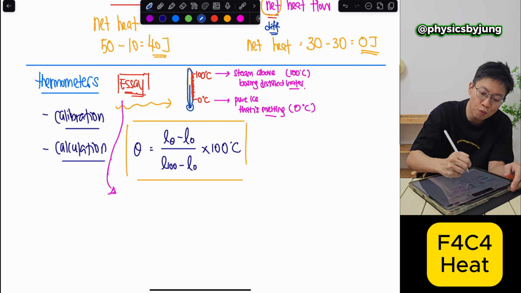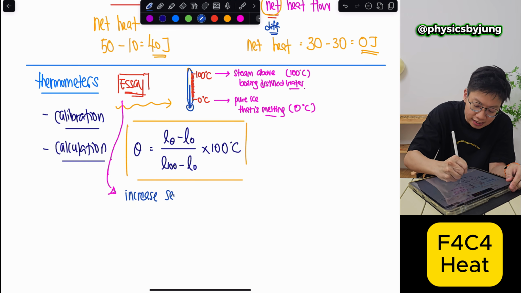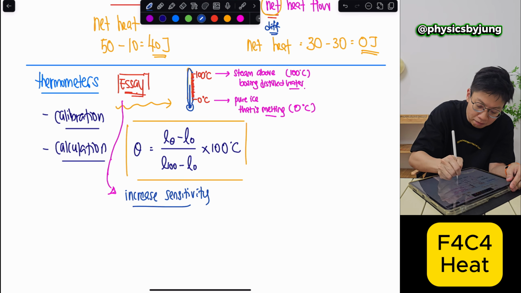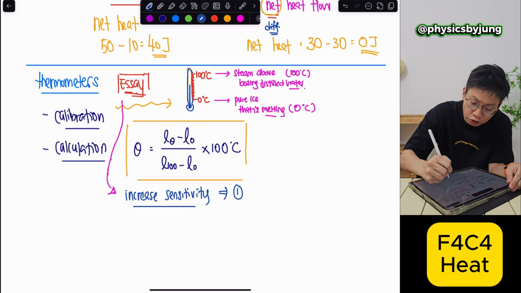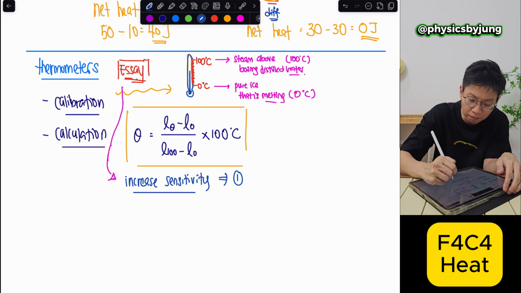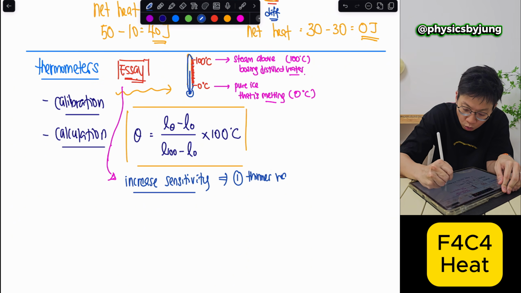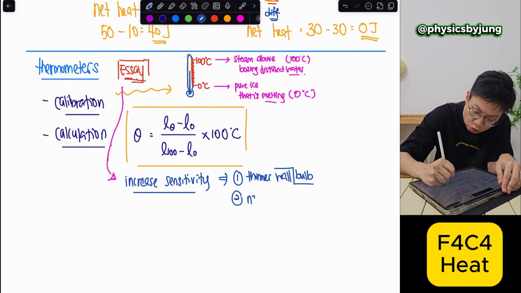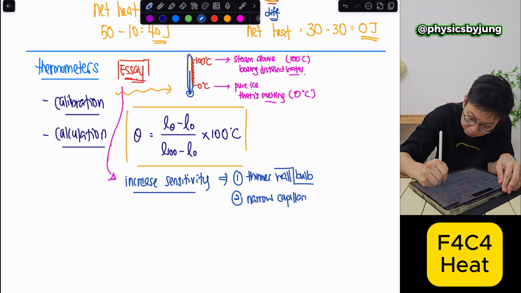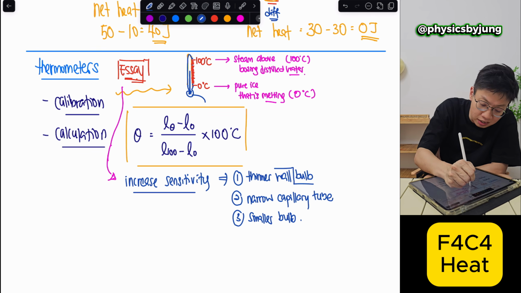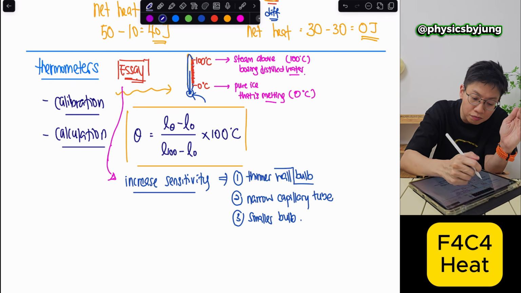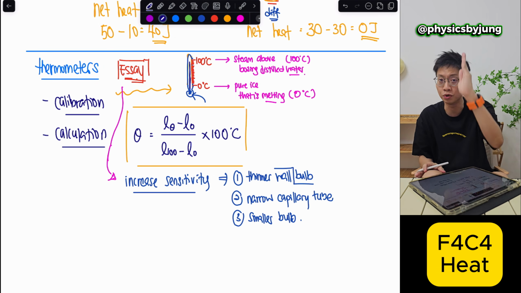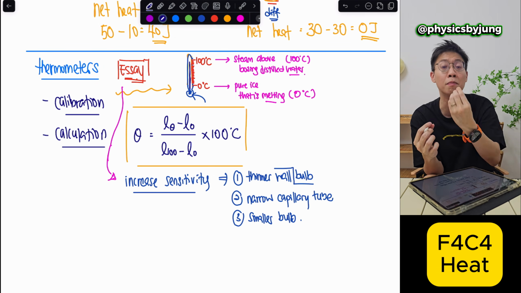You may have to state ways to increase its sensitivity. So how can I make my thermometer more sensitive? Usually there are 3 general rules. Number 1, use a thinner bulb wall. Number 2, use a narrow capillary tube. And number 3, use a smaller bulb. If you don't know what the bulb is, the bulb is the bottom one. The capillary tube is the tube inside where your liquid will move up. Narrow, then the change will be more significant.